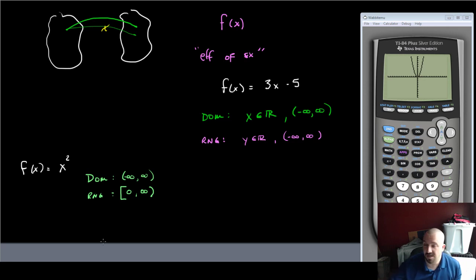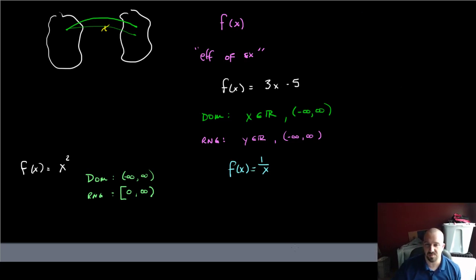So now let's take a look at an example, for instance, where we have an issue with the domain, and then we'll see how to deal with that. Let's take the function 1 over x. This is the simplest of them all. I'm going to get rid of this here. I'll bring it up and show you what the graph looks like.